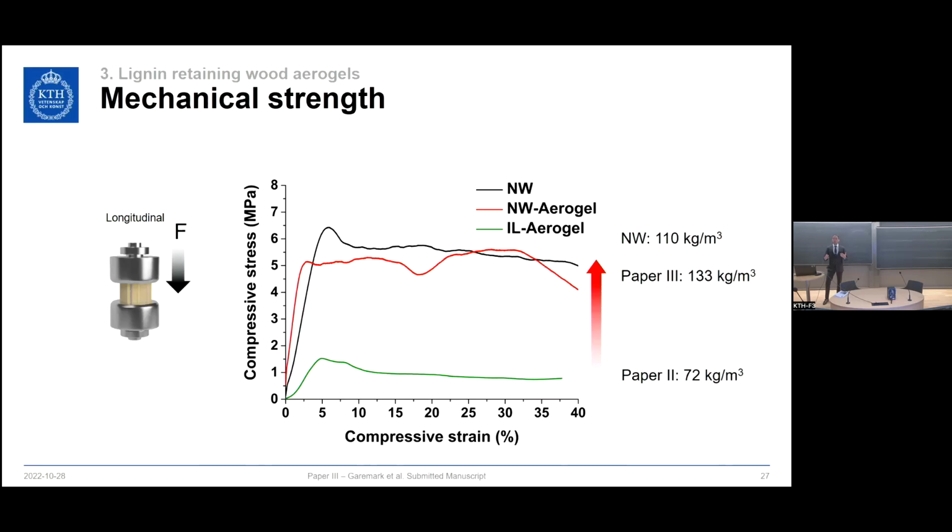So retaining lignin inside the wood aerogel has some major effects for strength. Here we performed a longitudinal compression test once more, in which we can see that we can raise the strength about 4 times as much compared to the delignified wood aerogel. But one reason why it also becomes so strong is because the density increases a lot in this material.